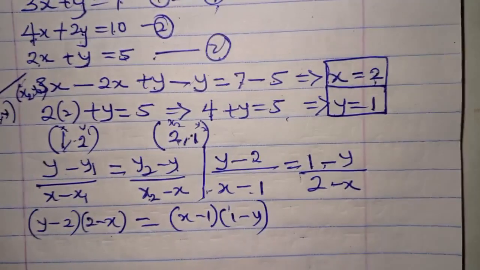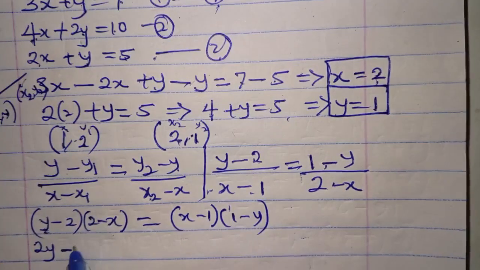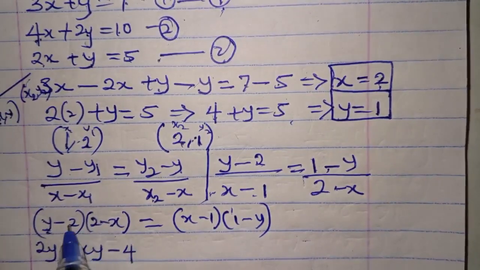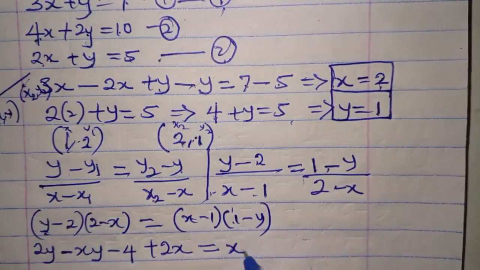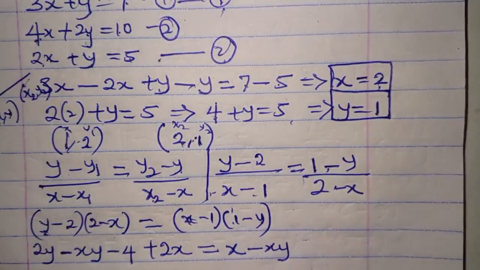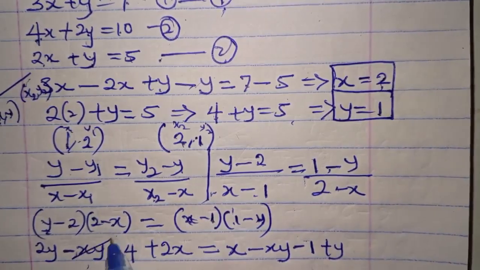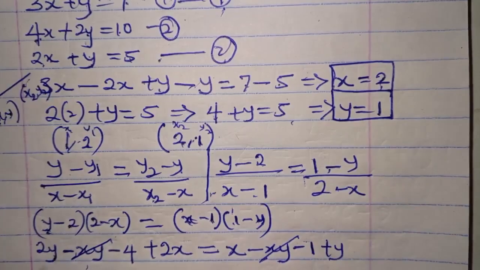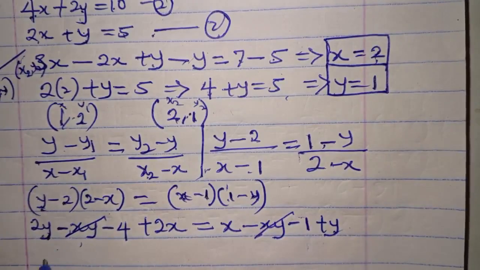Okay, so we have y times 2 is 2y, y times minus x is minus xy, minus 2 times 2 is minus 4, minus 2 times minus x is plus 2x. x times 1 is x, x times minus y is minus xy, minus 1 times 1 is minus 1, minus 1 times minus y is plus y. Minus xy will cancel minus xy, right? Okay, so we are having 2y. If this y crosses, it turns to minus y. So 2y minus y is y.